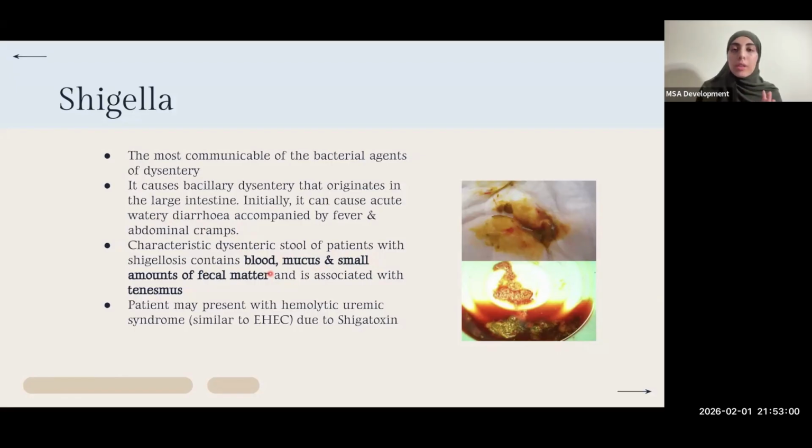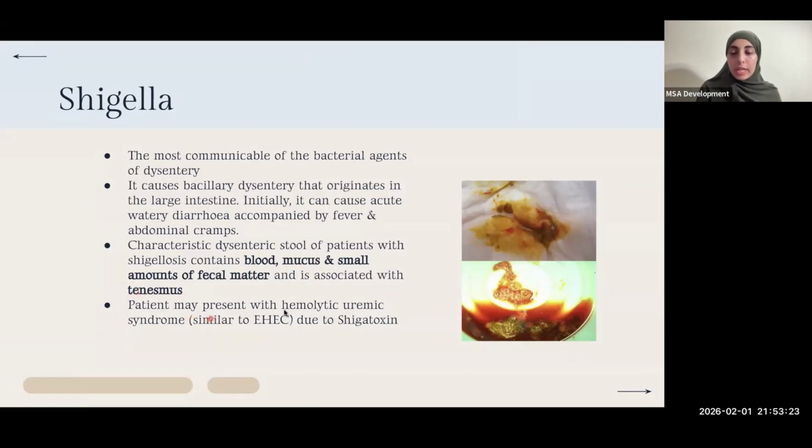This is in contrast to anything in the small intestine. Small intestine is very high volume, like cholera. Large intestine is a small volume, like Shigella. And most of the time it is bloody with mucus and is associated with something called tenesmus, which is pain with defecation. So tenesmus, bloody mucoid diarrhea.